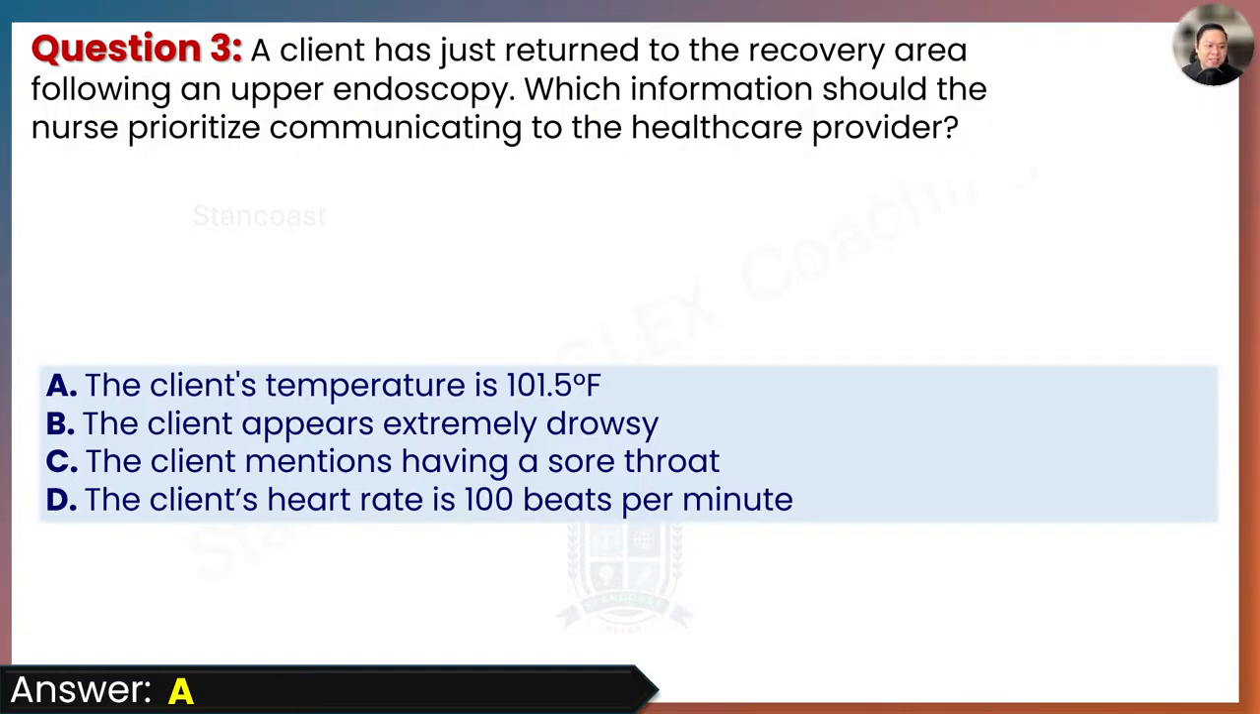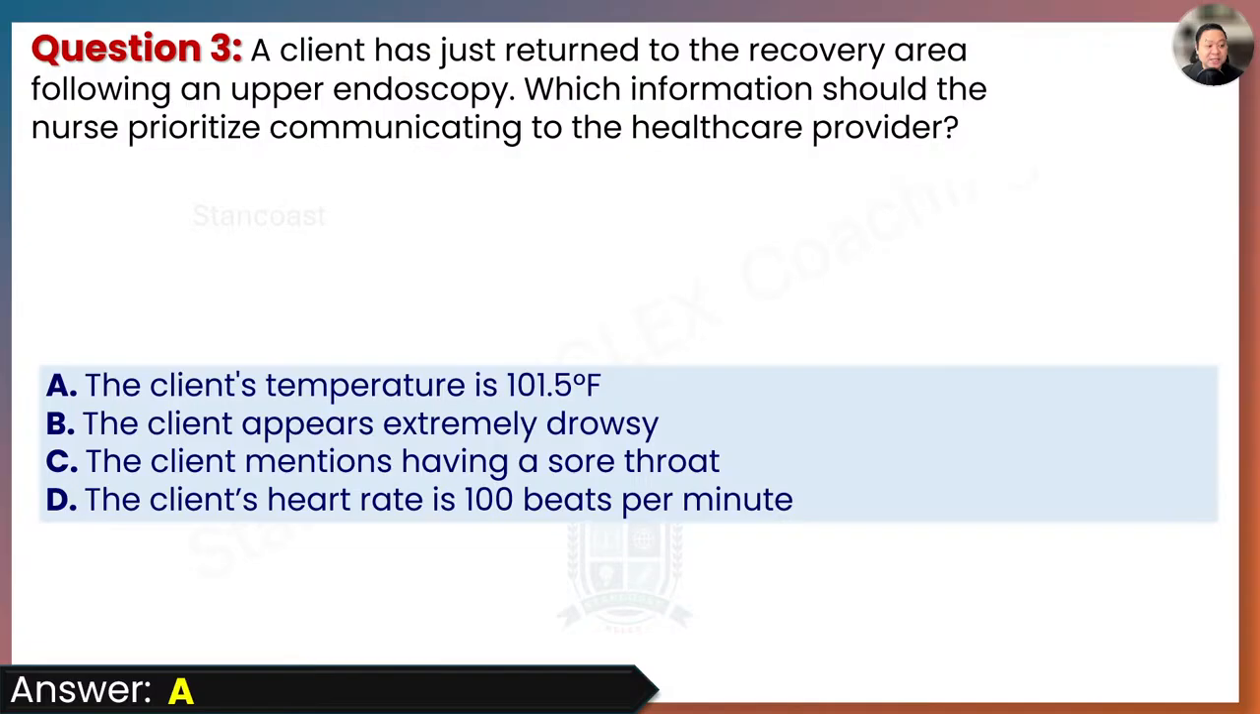Well, the patient appears extremely drowsy. This is typical after the use of sedatives during the procedure. So it is important for you to monitor the patient's level of alertness, but it doesn't indicate an acute problem that needs immediate attention from the healthcare provider unless it worsens.